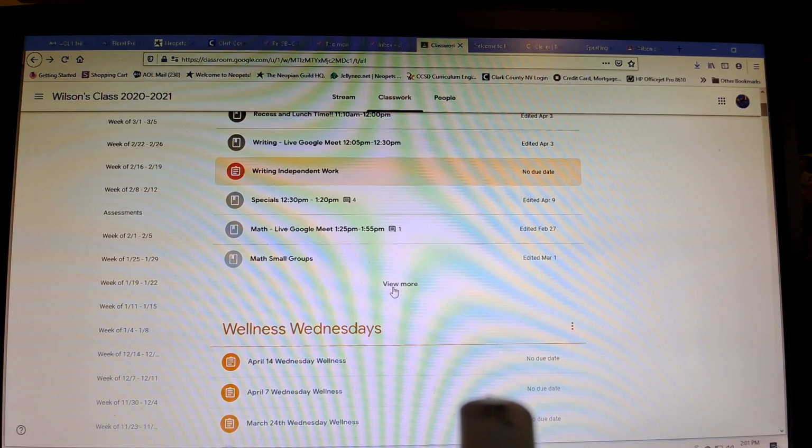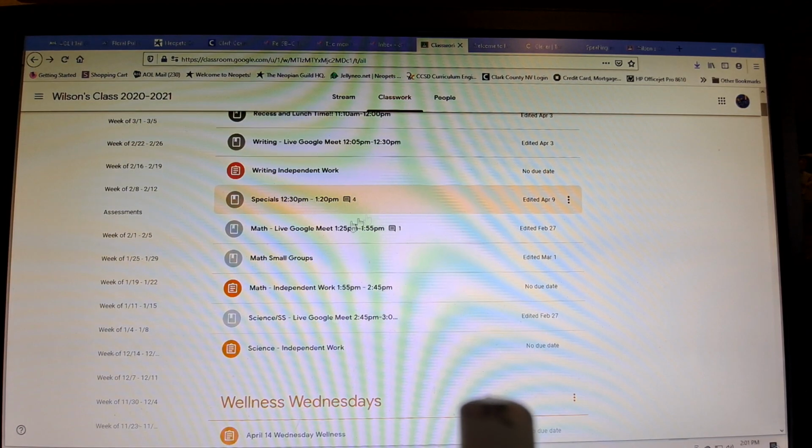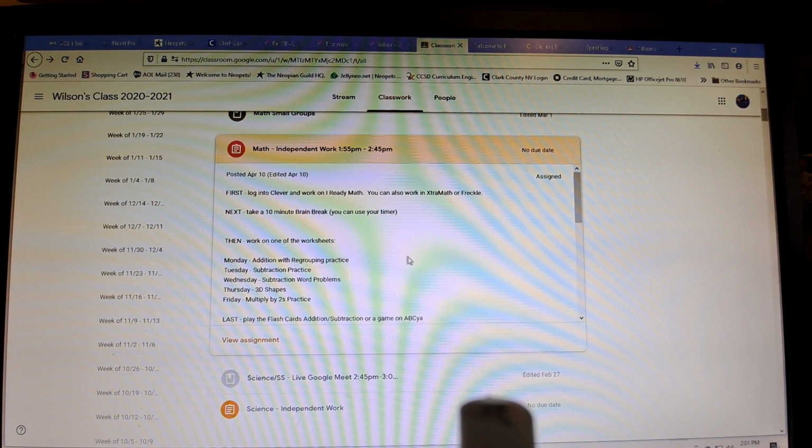I'm going to hit here, it says view more. That's where you get the rest of the week. There's our specials, our math meet, math groups, independent work. And again, we are going to do very similar to what we've been doing.